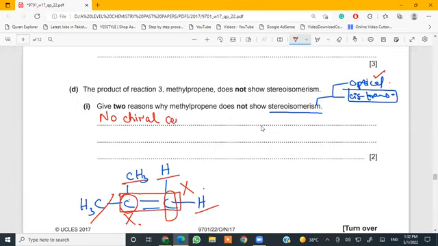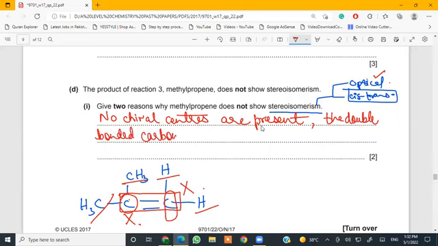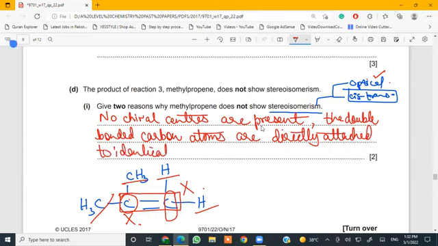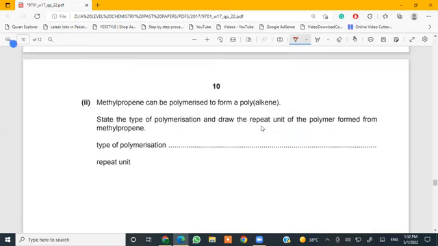What are chiral centers? You can find out in the course. No chiral centers are present. And the double bonded carbon atoms are directly attached to identical groups. That's the second reason. So no cis trans isomerism either. So no optical, no cis trans.